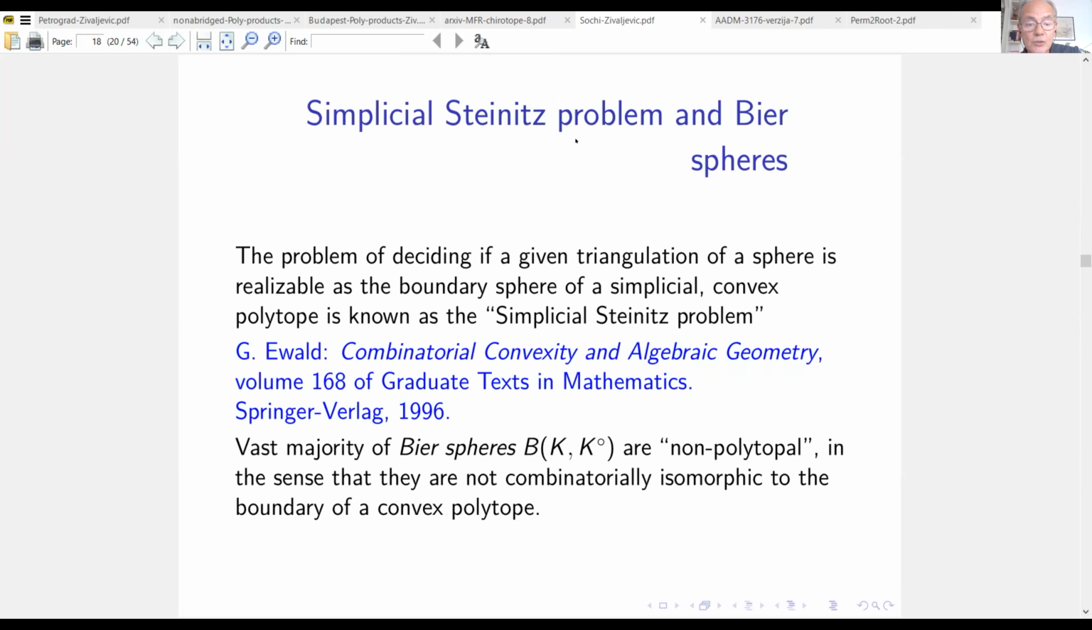Okay. So in general, the problem of deciding if a given triangulation of a sphere is realizable as the boundary of a simplicial convex polytope is well known. It is the so-called simplicial Steinitz problem. And from this point of view, it is known by a very non-constructive argument that the vast majority of Bier spheres cannot be realized as boundaries of convex polytopes. They are non-polytopal.